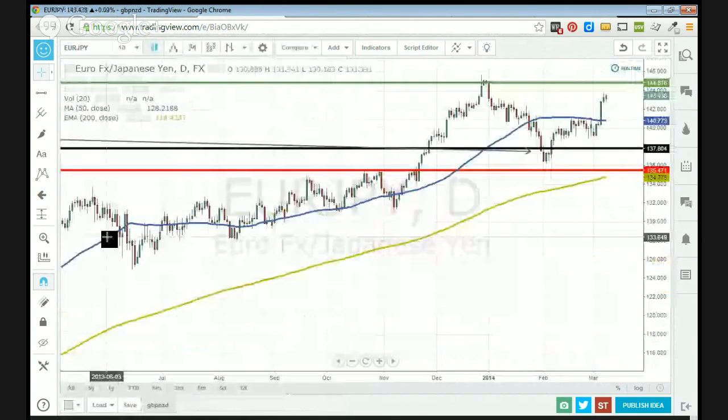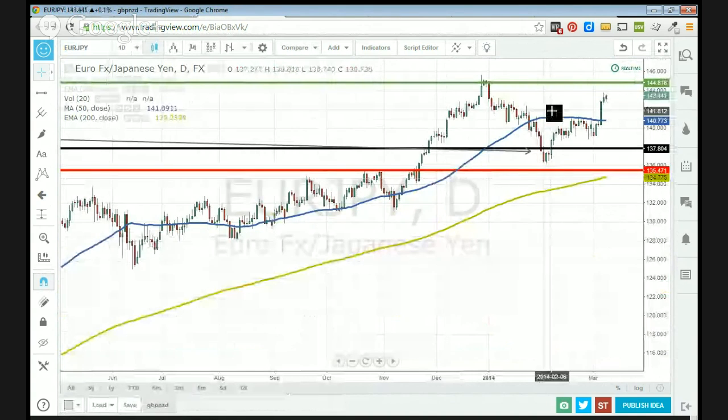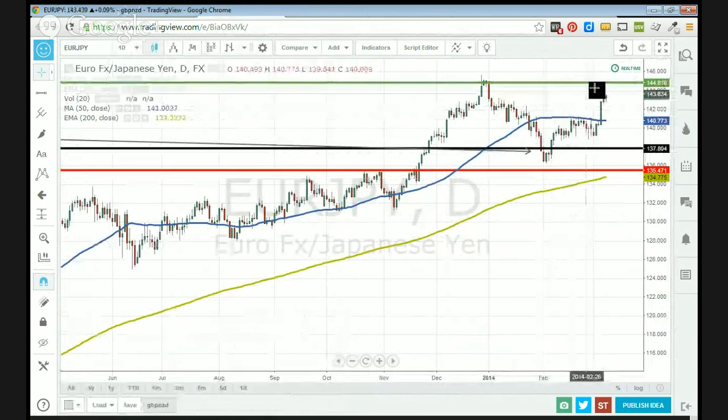Euro yen. Okay, the yen is now declining rather. The yen pairs are soaring. I guess I just didn't get the pullback I was looking for. I really wanted to go to 137.80. Not happening. I don't want to chase.